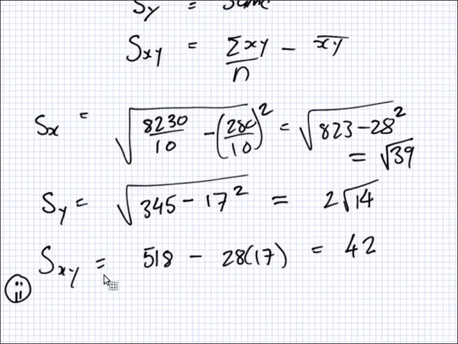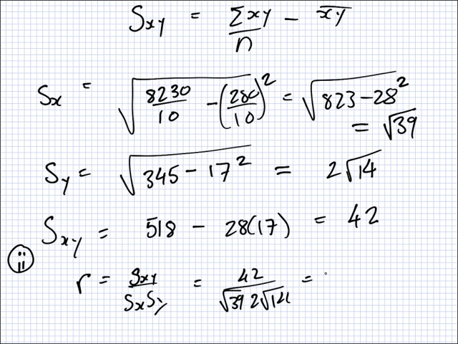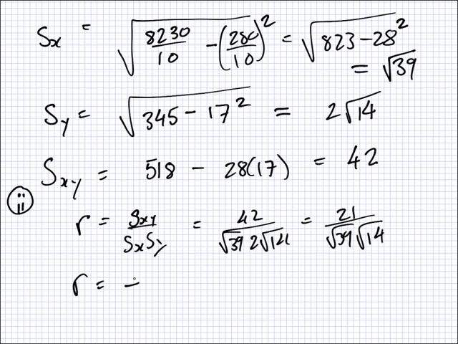Also in your formula book, you want to calculate the correlation coefficient, r. What's that? sxy over sx sy, which is 42 over root 39 times root 14. So that's 21 over root 39 root 14. So what's that now? Positive 0.